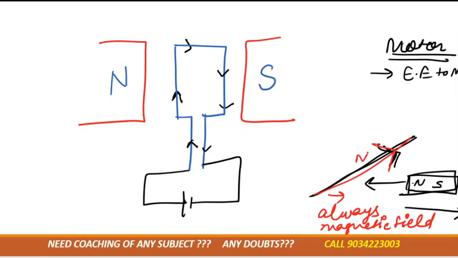Suppose a north pole is generated here, so north and north will repel each other, then in that case the magnet will move away. And suppose a south pole is generated, then north and south will attract each other, and the magnet will move towards the wire. Correct? So this principle we have used here.